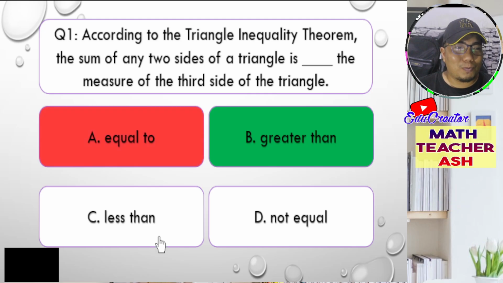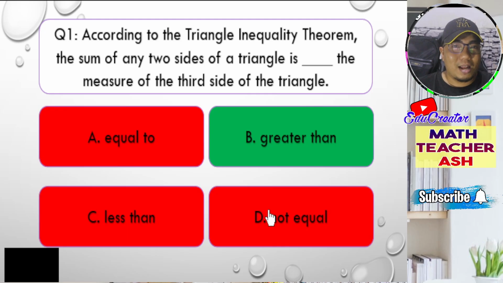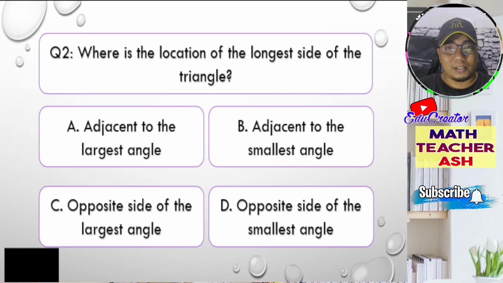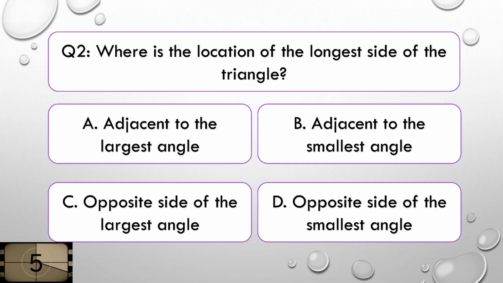Alright, so I hope you got that one, my dear math learners. Now, let us go to question number 2. Where is the location of the longest side of the triangle? Is it A, adjacent to the largest angle, B, adjacent to the smallest angle, C, opposite side of the largest angle, or D, opposite side of the smallest angle? I'll give you 5 seconds to think about your answer.